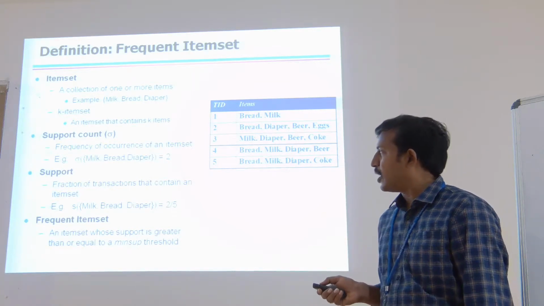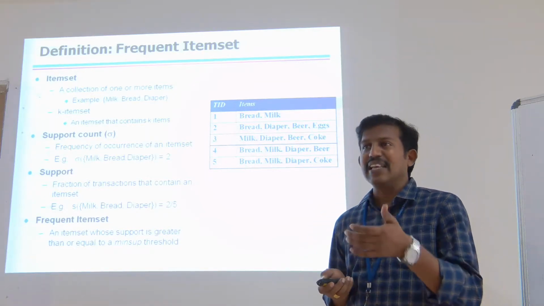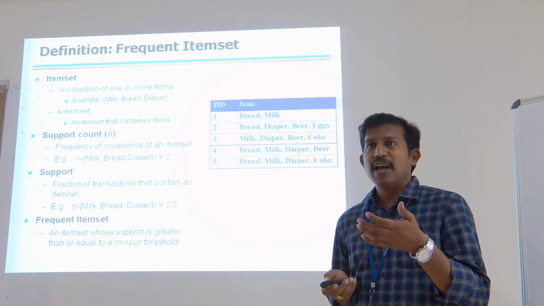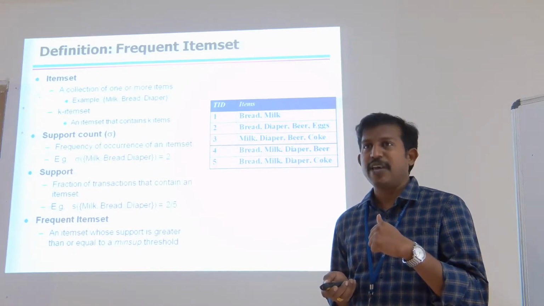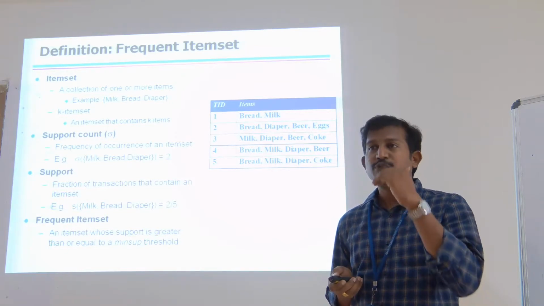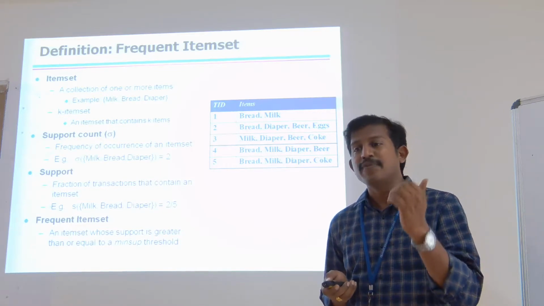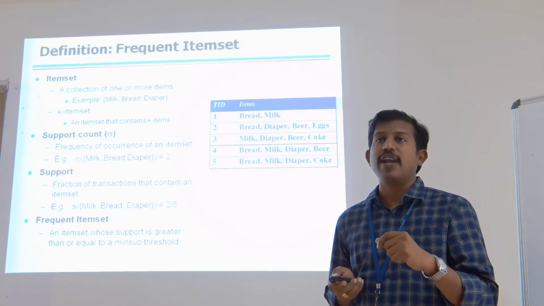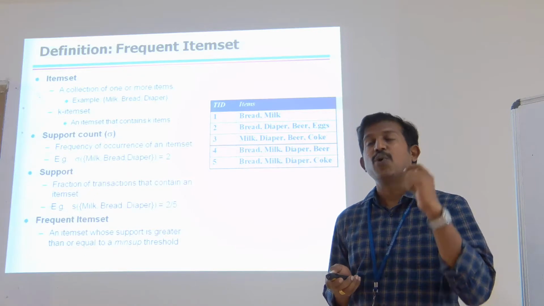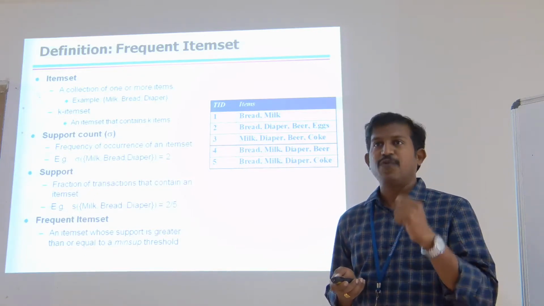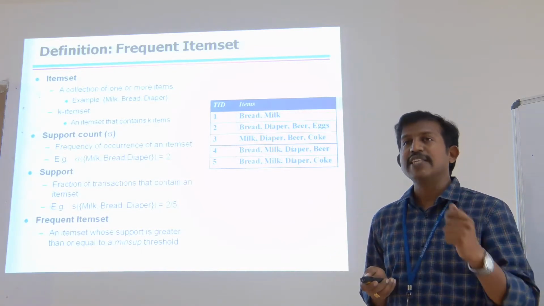Next, we will discuss frequent item set. What is a frequent item set? Literally, a frequent item set is an item set which is repeated many times in the transaction database. First we need to find the support. If the support of the item set is greater than or equal to the minimum support, then we say that item set is a frequent item set. These are the basic terminologies required to understand association rule mining. The first one is item set, second is support count, third is support, fourth is frequent item set.